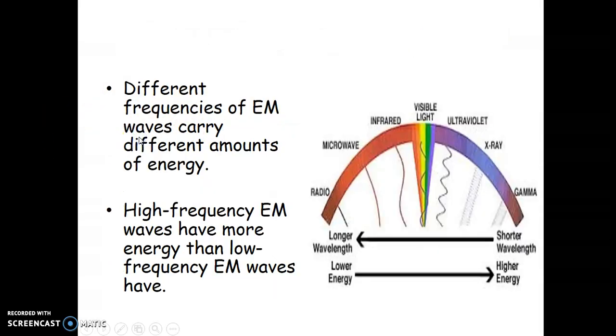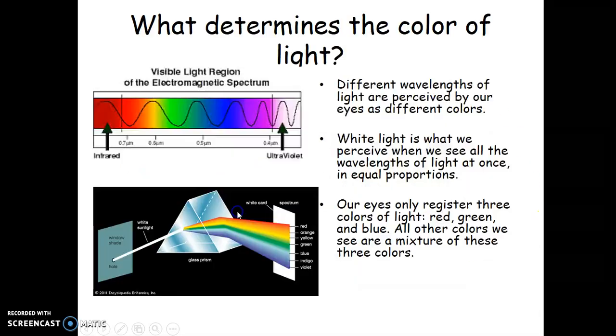Okay? So different frequencies of electromagnetic waves carry different amounts of energy. So higher frequencies have more energy than low frequencies. So that means the gamma rays over here, which have shorter wavelengths, have a lot more energy than the radio waves and the microwaves and infrared, which have a longer wavelength. So the big thing here to understand is longer wavelengths, okay, lower energy; shorter wavelength, higher energy.